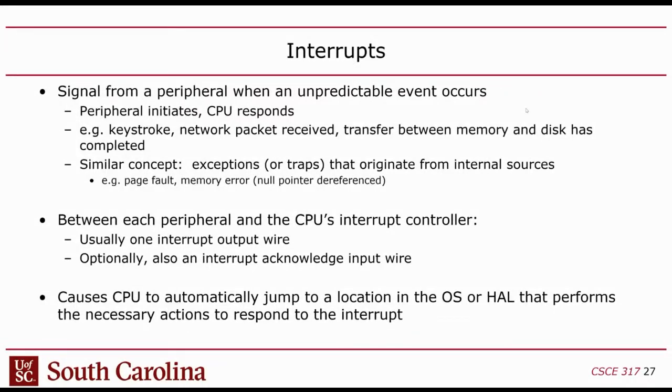This is something that would happen whenever you have an event that is unexpected or unpredictable, for example if a packet is received on the network, or if a data transfer is completed, like the CPU initiates a data transfer between memory and the hard drive and that transfer finishes, or even as simple as someone moving the mouse or hitting a key on the keyboard. Those are all things that require an interrupt, because the CPU would need to know when that happens. So basically, the peripheral initiates, the CPU responds.